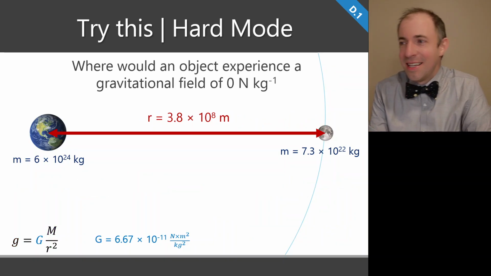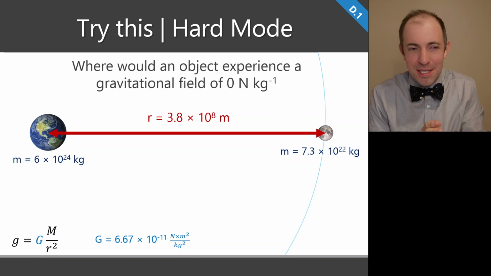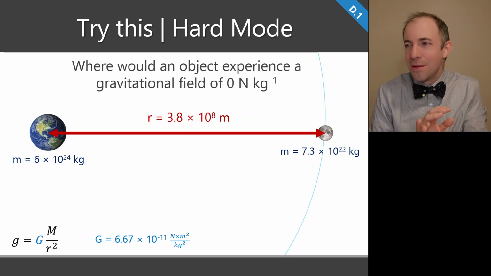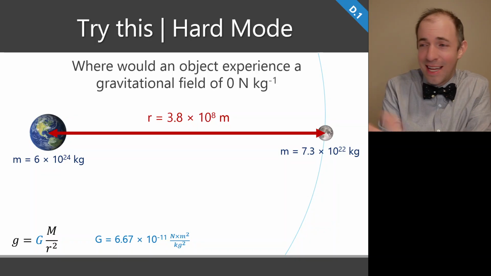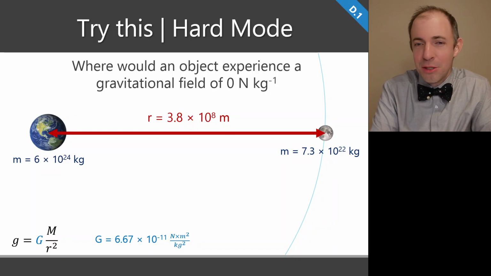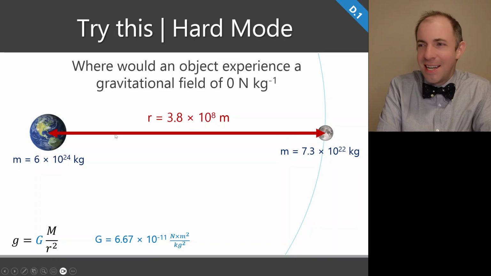Okay, we can extend this and make it a more challenging question. There is theoretically a position where the field strength would be zero. It's not right in the middle. We saw that Earth's field was much, much stronger. So we know that this position must be closer to the Moon than it is to the Earth.